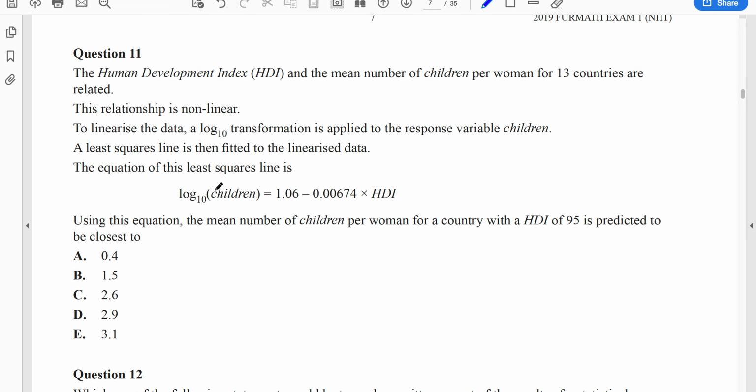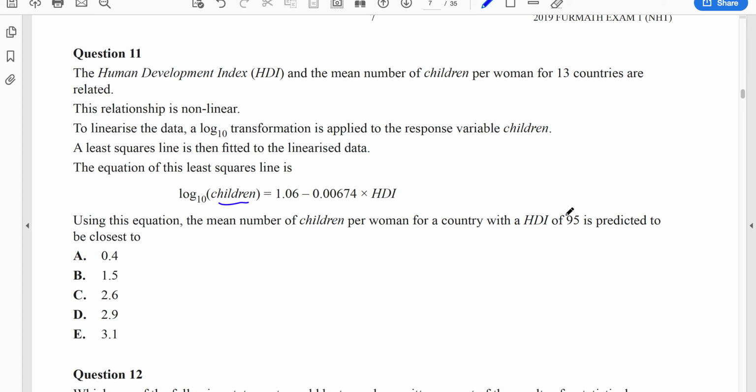Here it is here. So we've got some information about the variables. We're told it's nonlinear. We're also told that to linearize it, they've done a log 10 transformation. So it's actually a log y one in this case. And we're given the new equation as well. So this is the transformed equation. We're using this equation that's given, the mean number of children per woman. So we're finding this, with an HDI of 95.